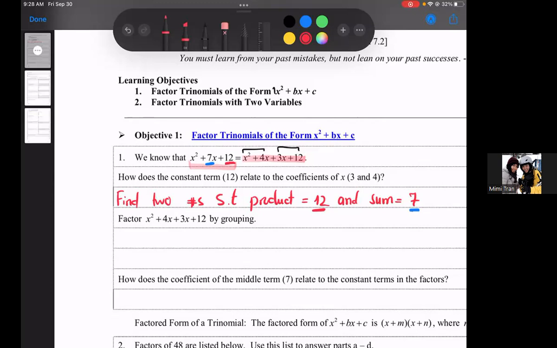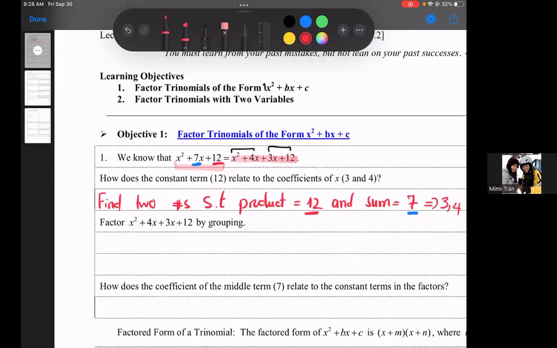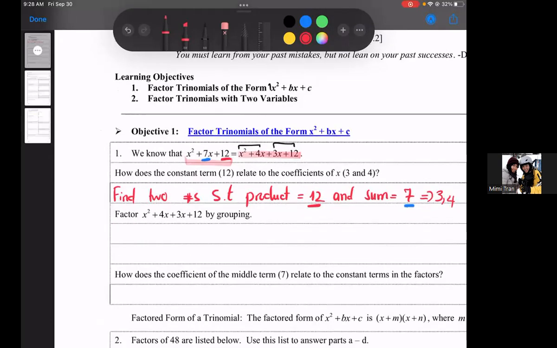So we always go with the product first. So 3 and 4. 3, 4, and that's how you got the 4x and 3x. So once you found the two numbers, you can split the middle term into 3x plus 4x, or 4x plus 3x, doesn't matter which way you do it, same.